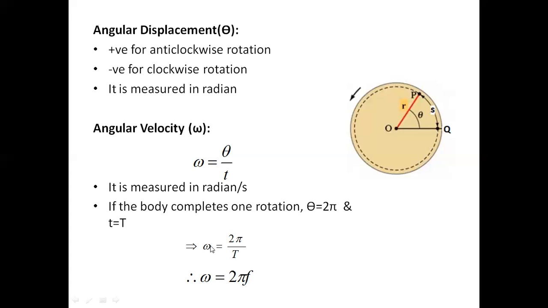Hence, the angular velocity: the angle displaced in one complete rotation is 2 pi, that is theta is equal to 2 pi, and the time taken is the time period, so omega is equal to 2 pi by T. But we know that the time period is the reciprocal of the frequency of rotation of the body, so 1 by T is nothing but f. So omega is equal to 2 pi f. So this is the angular velocity.